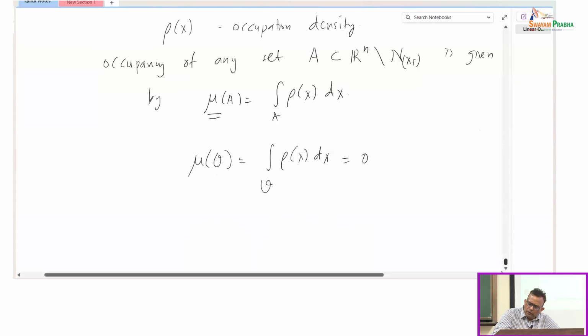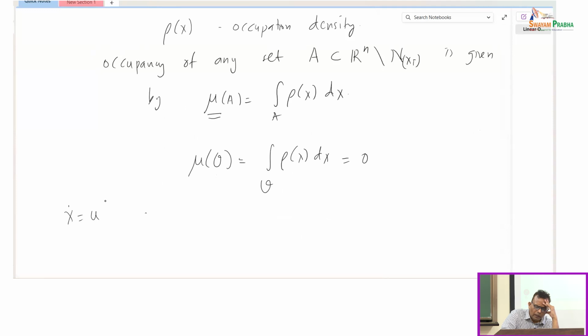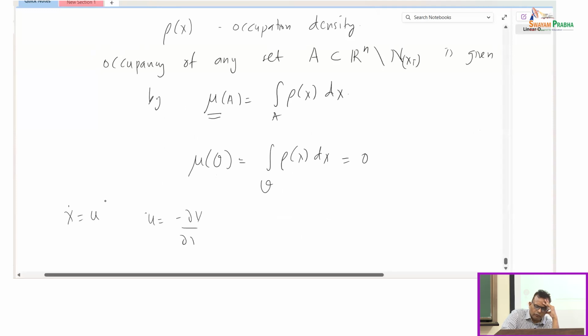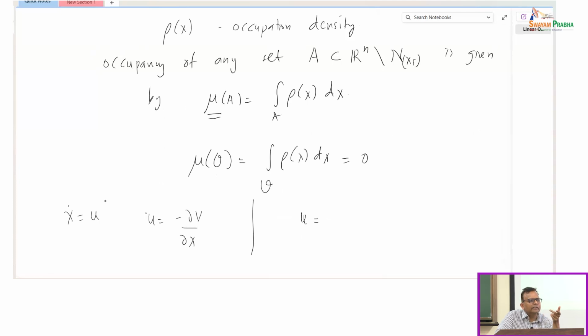And now, in the navigation function case, when you have something like x dot equals u, right? What did you use? You used u to be minus gradient of this. Okay. Now, in the density function case, let's say I construct this density rho, you use u, instead of going in the negative direction, you will go in the positive direction of the gradient, positive gradient. Okay. So you choose your u to be partial rho, partial x.